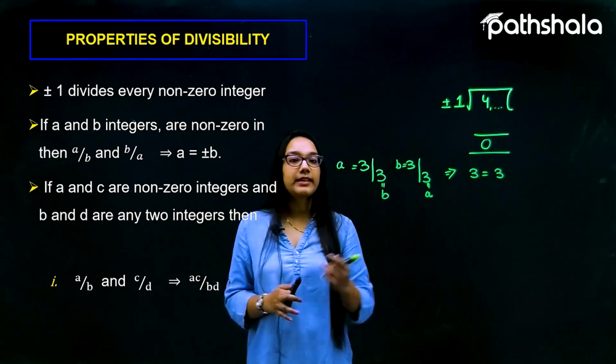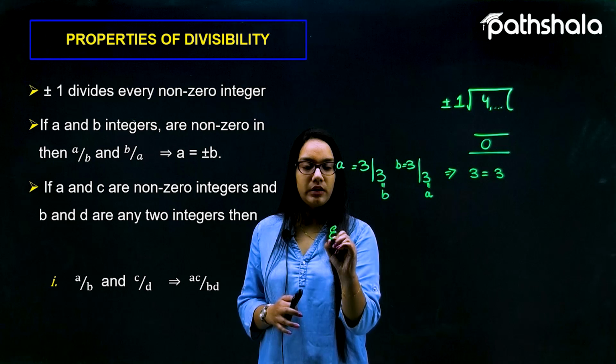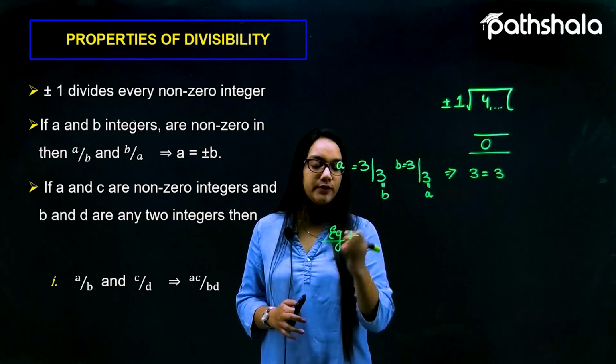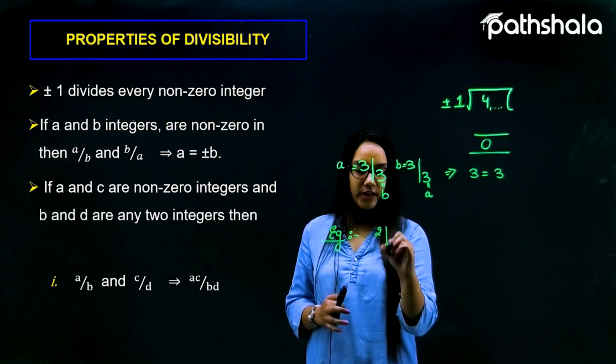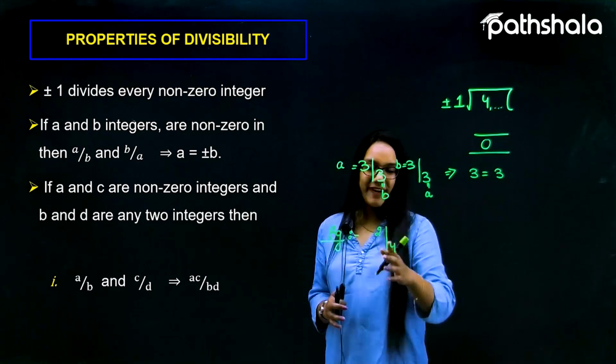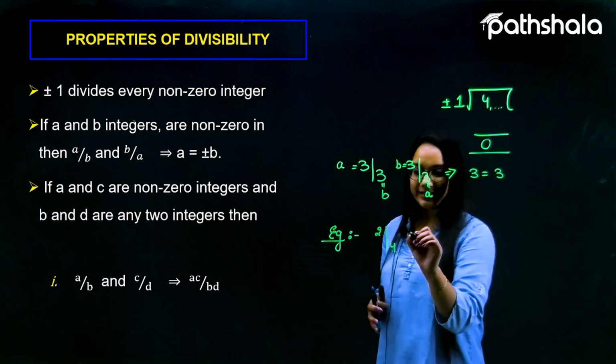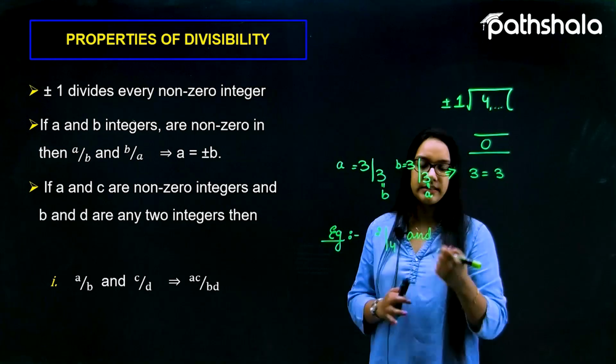Let us suppose I'll take an example of it. Let us suppose we are taking A and B as 2 and 4. As we know that 2 divides 4, simultaneously we can take C and D as 3 and 6.